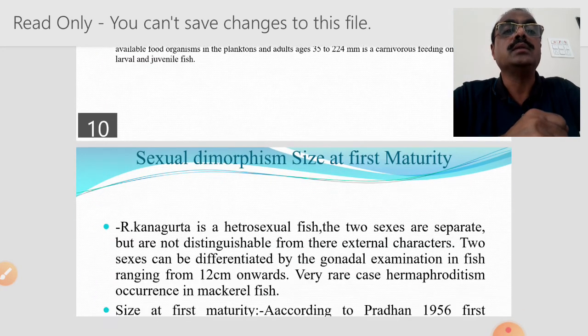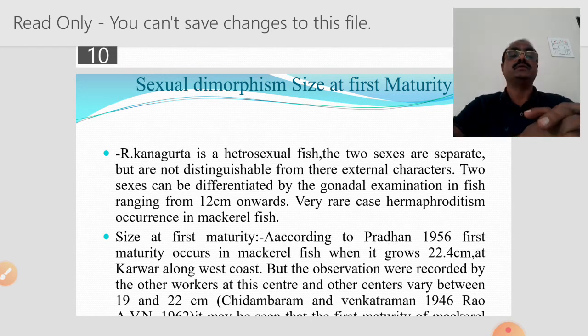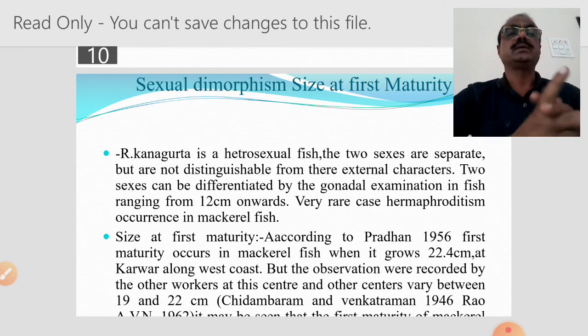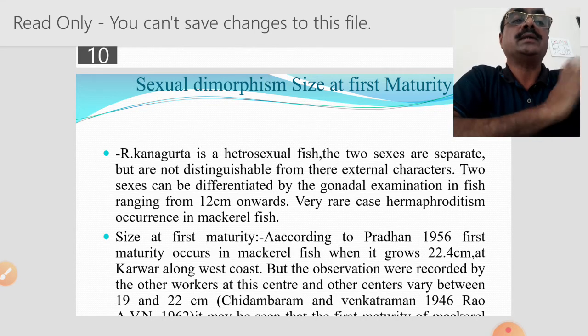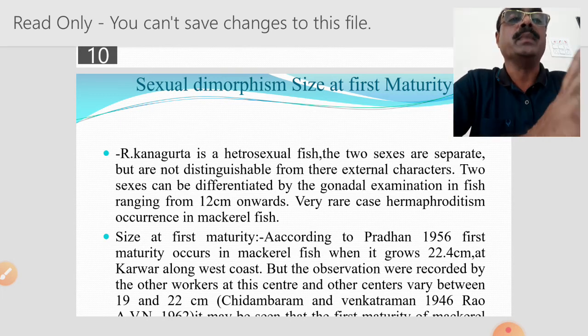Now, another topic: sexual dimorphism and size at first maturity. Friends, the mackerel is a heterosexual fish. Both sexes are separate, but they are not distinguishable from one another. There is no single external character for differentiating male and female. The two sexes can only be differentiated by gonadal examination when the fish attains a length of 12 centimeters or more, when the gonads are fully developed, and you can tell whether it is a male or female.